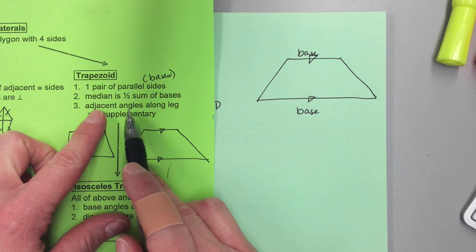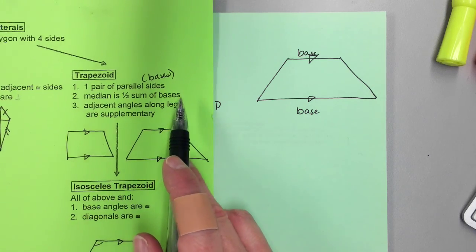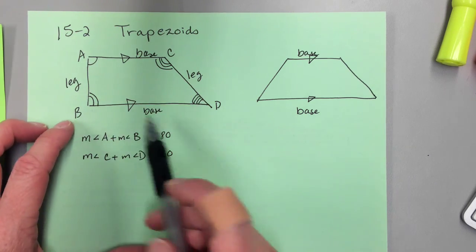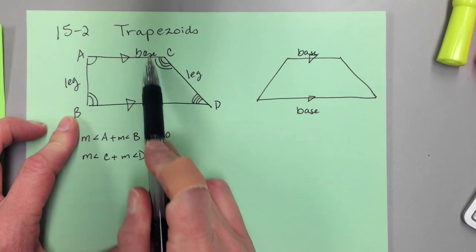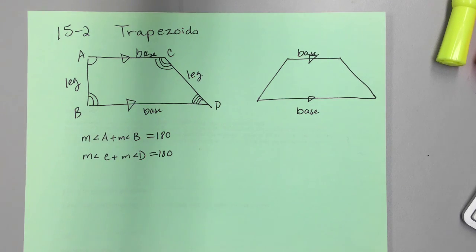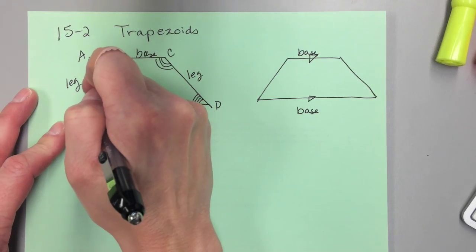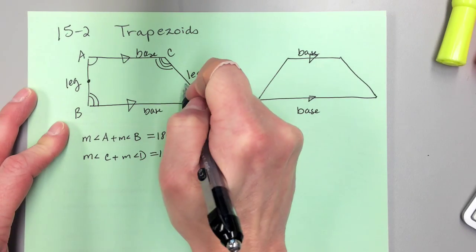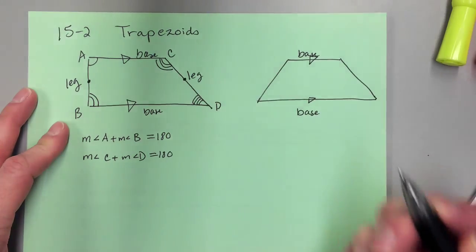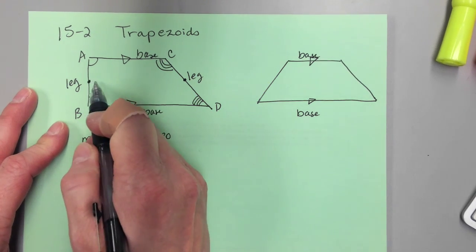Good. Adjacent angles along the leg are supplementary. That's what this means. Along the leg, supplementary, which is kind of nice. So the other thing is talking about the median. Well, on the median, remember a median cuts something in half. The median is if we find the midpoint of the two legs.